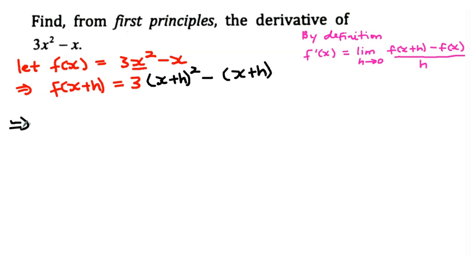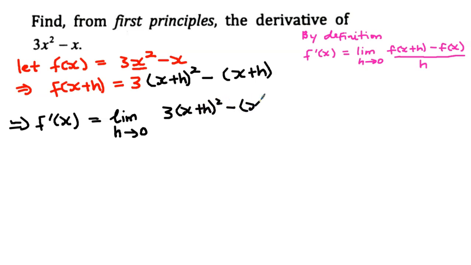So this implies that the derivative of f of x is equal to the limit as h tends to 0 of f of x plus h, which we have got as this: 3 parenthesis x plus h all squared minus, and then the formula also has minus, so minus this here, 3x squared minus x, all over h.